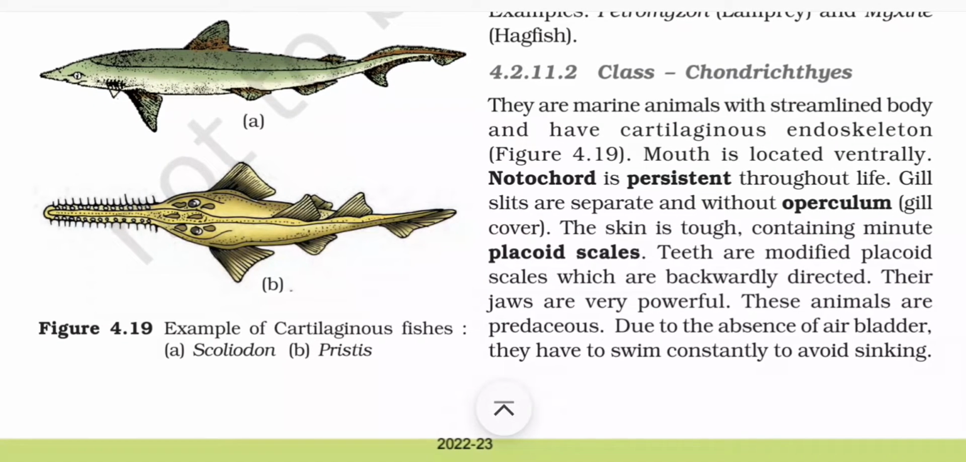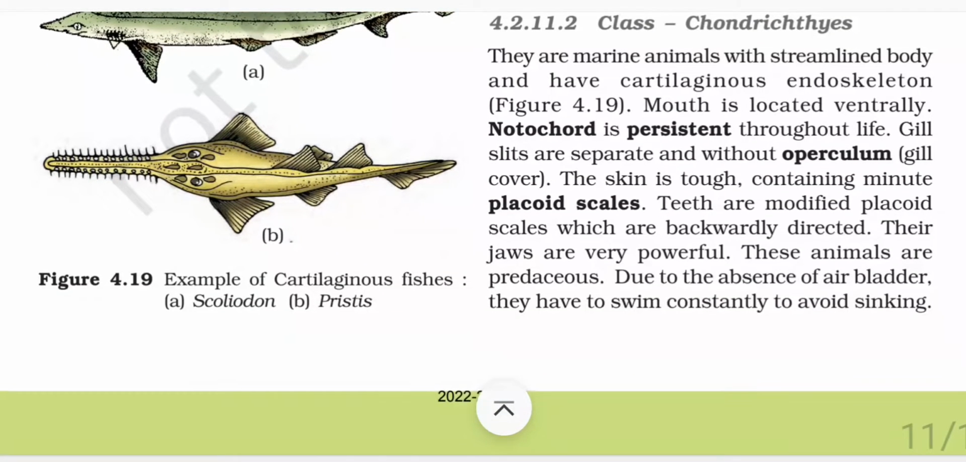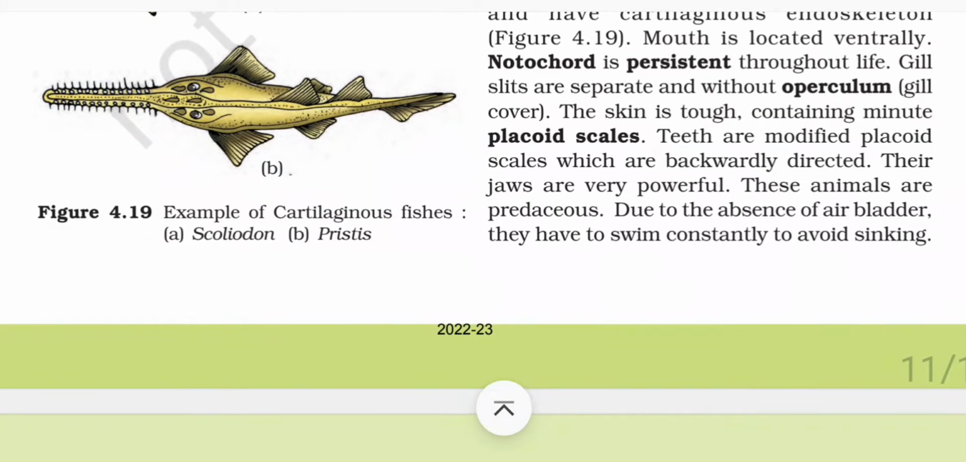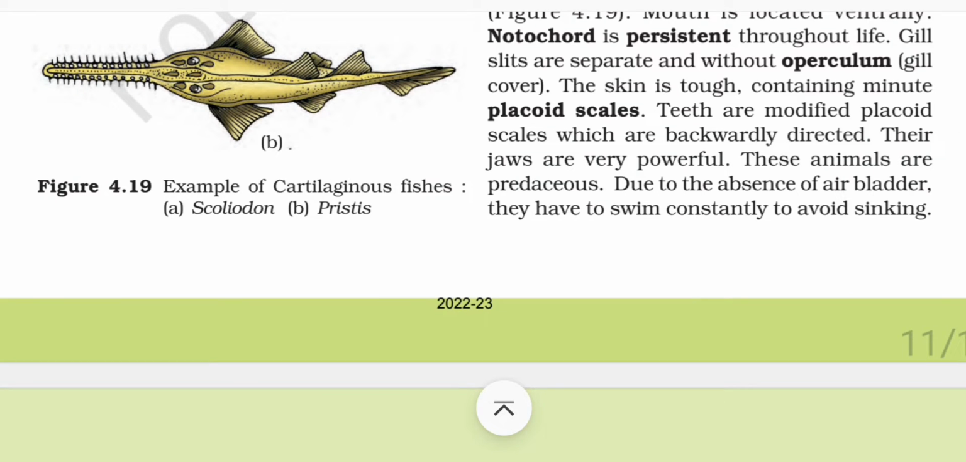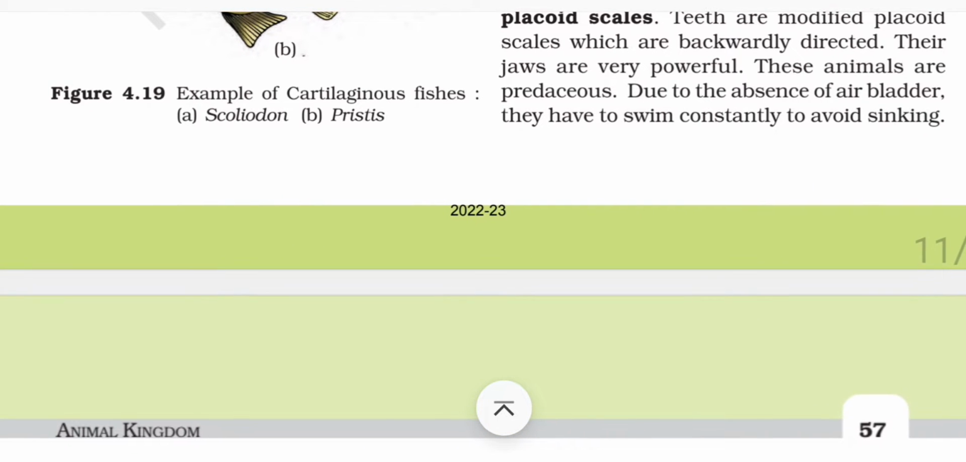Class Chondrichthyes. They are marine animals with streamlined bodies and have a cartilaginous endoskeleton. Figure 4.19. Mouth is located ventrally. Notochord is persistent throughout life. Gill slits are separate and without operculum. The skin is tough, containing minute placoid scales. Teeth are modified placoid scales, which are backwardly directed. The jaws are very powerful.